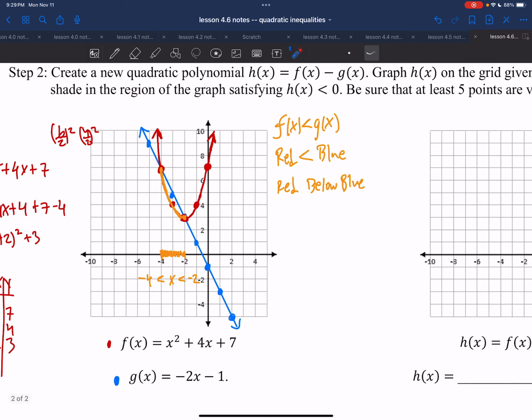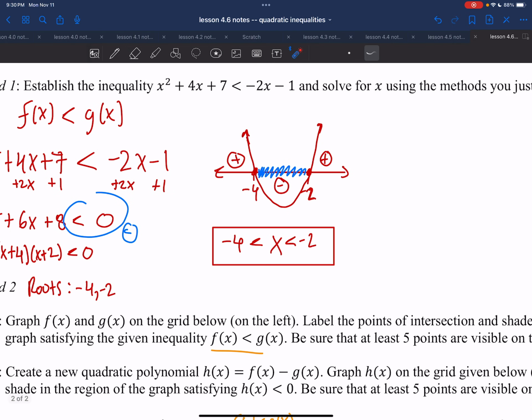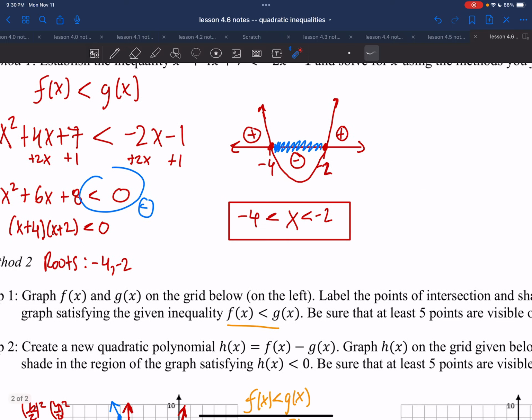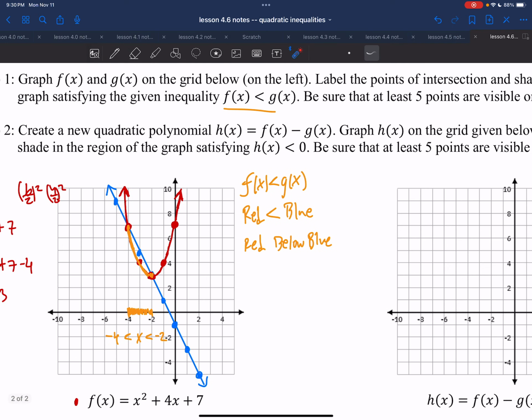But you'll notice that when we're doing this little number line business up here, what the heck? This picture doesn't look anything like this picture. So where is that even coming from?